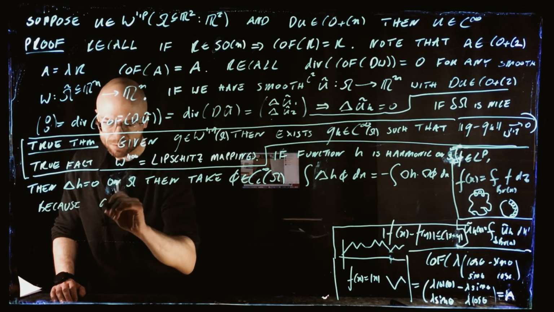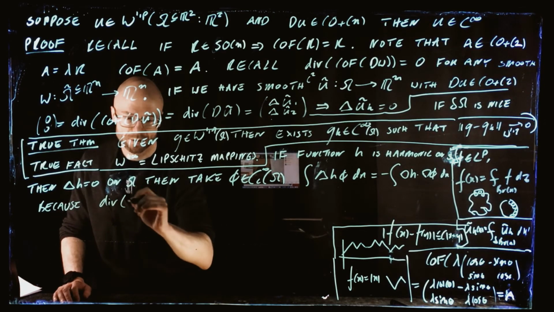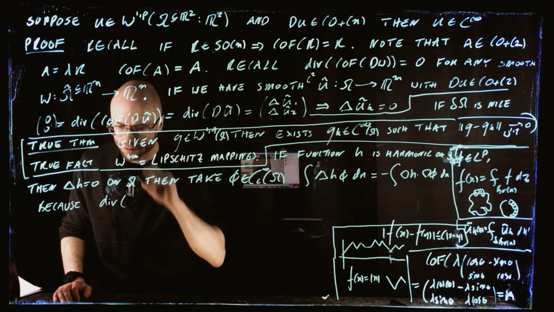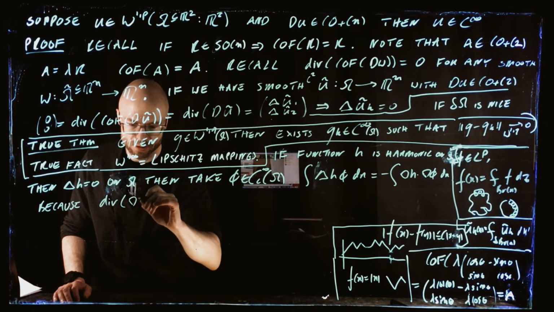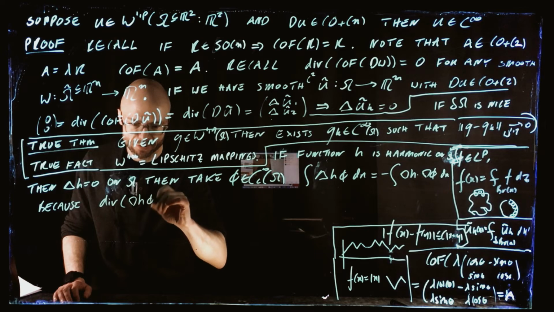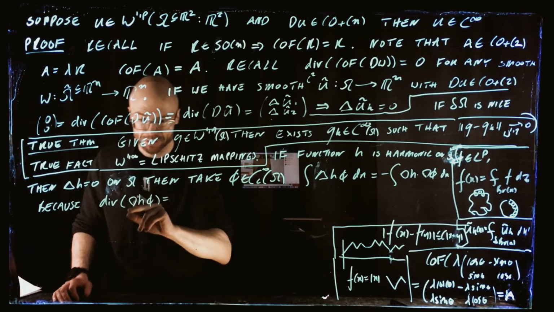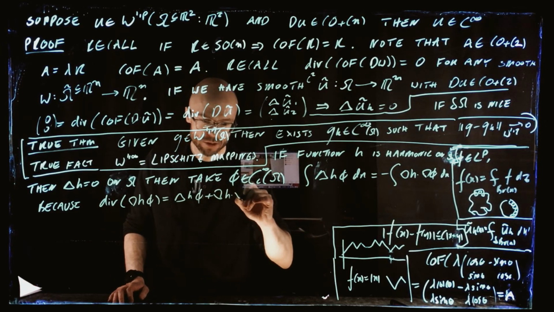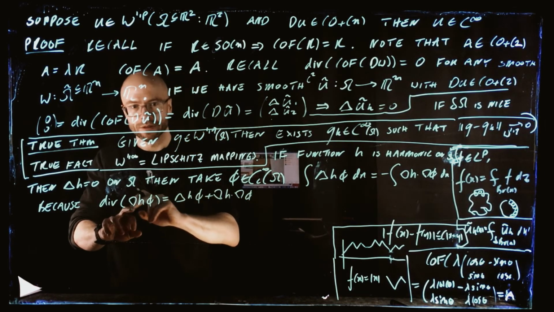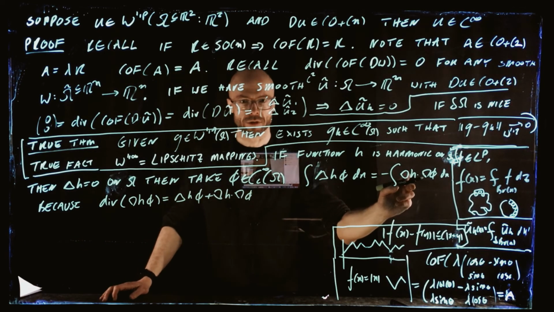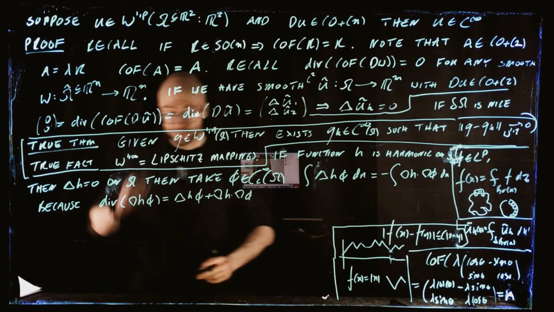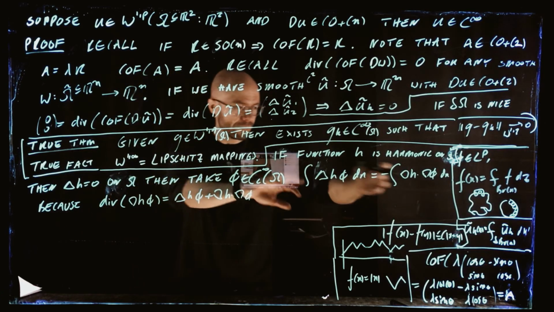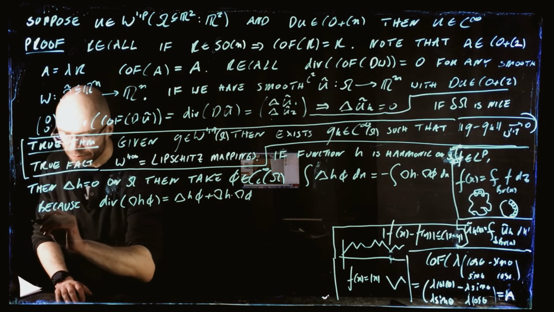Because when you take the divergence of just the gradient of h times phi, then we just apply the divergence to each coordinate, and you get the Laplacian of h times phi plus this times this. When we integrate this vector field, this thing is equal to 0 just by the divergence theorem. So then this is true. Cool. So that is a true fact.